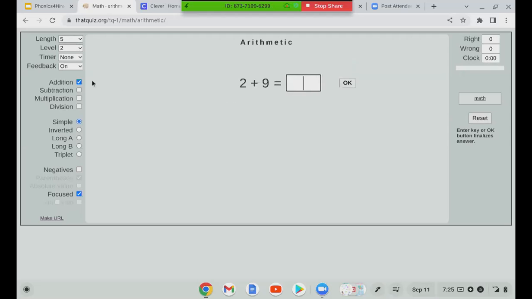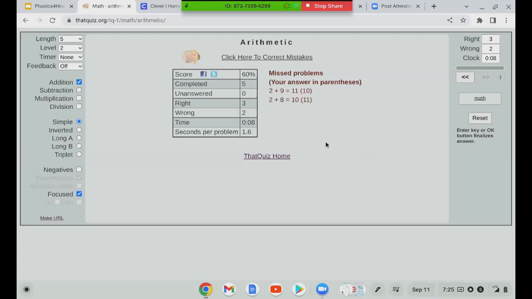If I turn the feedback off and I just go through these 5 problems, at the end it will give you feedback on what was missed. So I'll show you. So see right here, here's feedback. This way, feedback at the end of the problems won't affect how long it takes your child to solve.